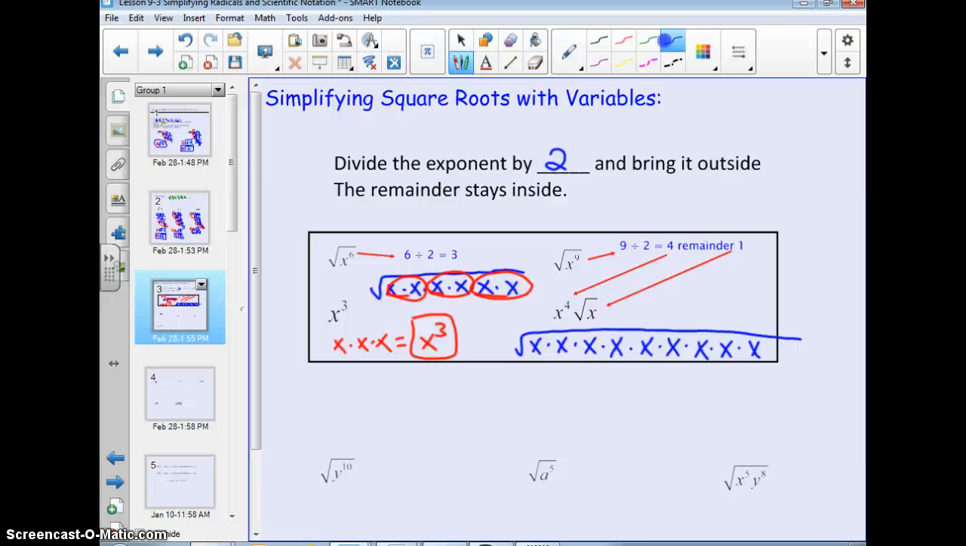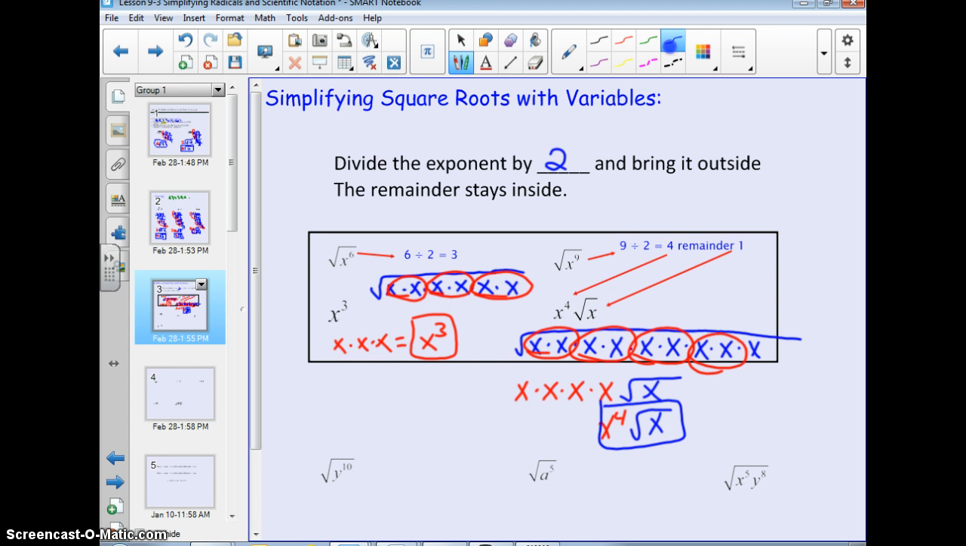If we were to take out all of our pairs, if I were to circle, I have a pair here, a pair here. I have 4 pairs of x's. So I would take all of those x's out. And then I have this one little x left over. Okay? So if I were to multiply all these x's times each other, we would get x to the 4th power and square root of x left inside. And that would be my final answer.